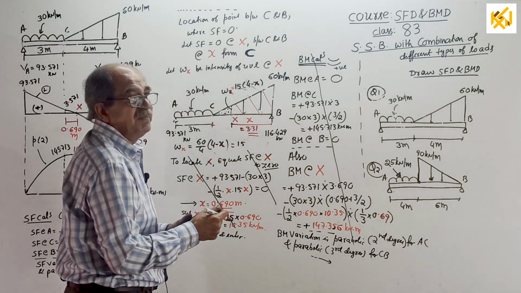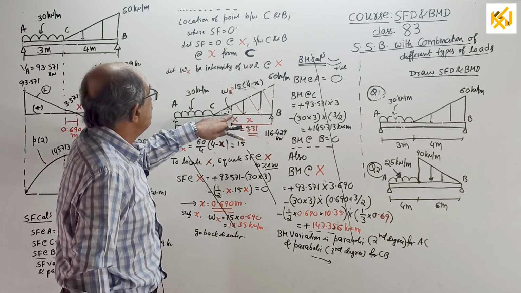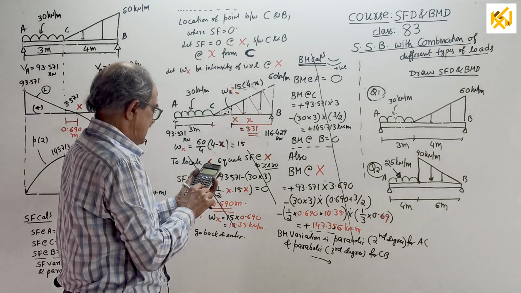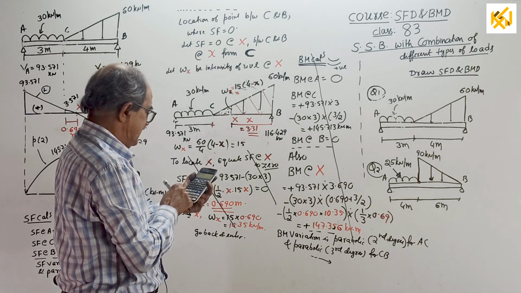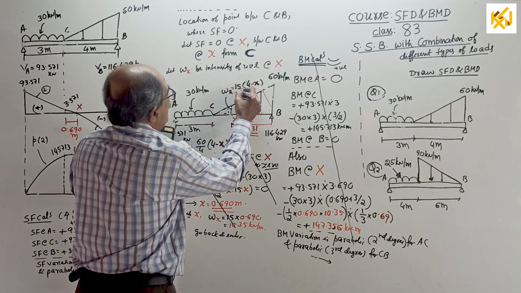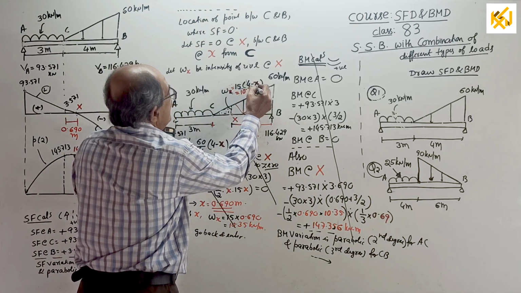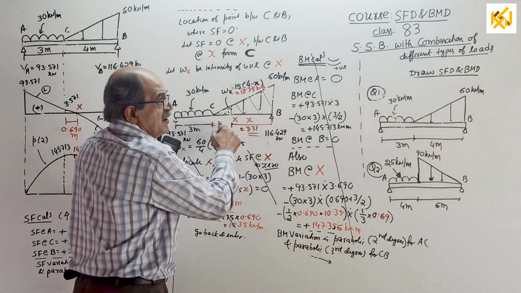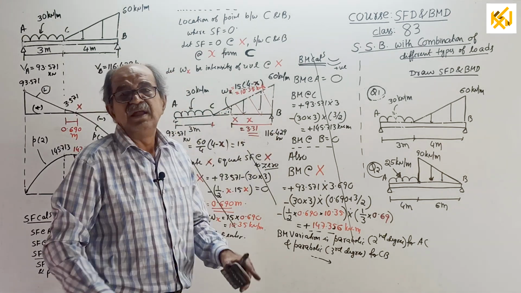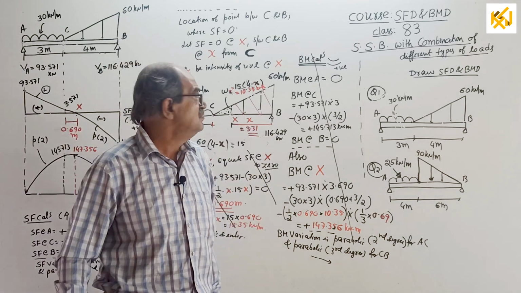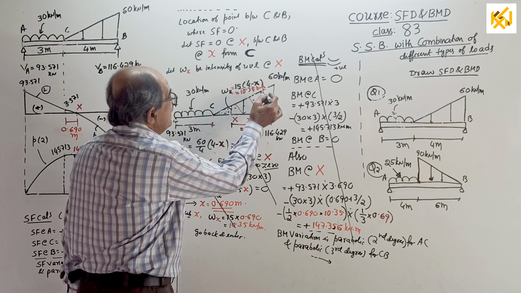Okay, X came. Now, for BM, substitute 3.31 here, you get the intensity. 4 minus 3.31 into 15, it will come 10.35 kN per meter. It has to come because whether you take X from here or X from here, it is the same point, so the intensity has to come the same. In my class, it will come. Okay, now, look that side.